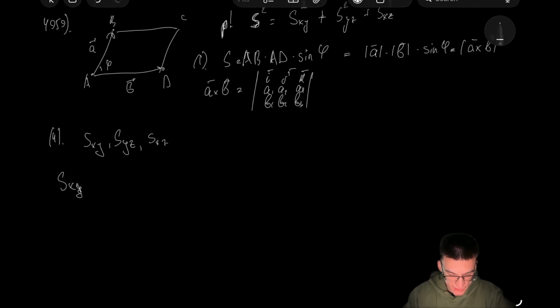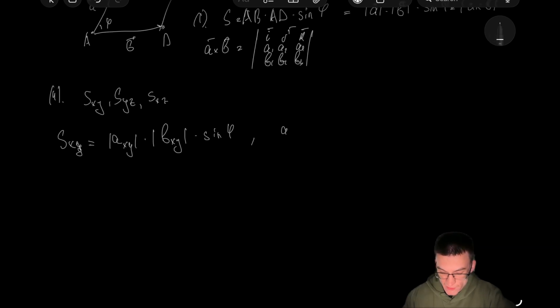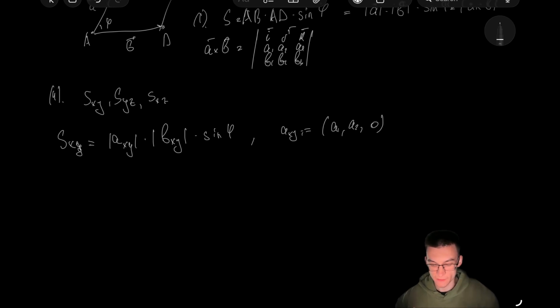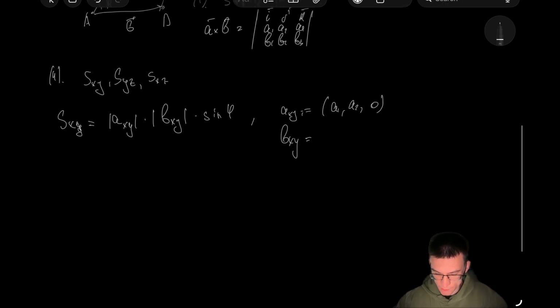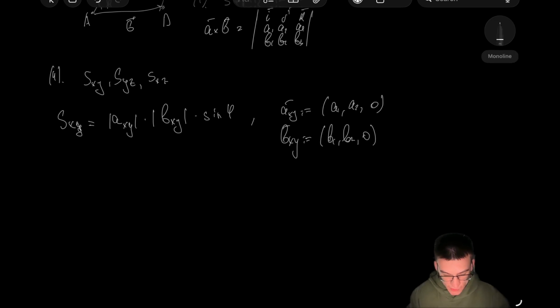So by definition, S_xy is the magnitude of the projection of vector a onto plane xy times the same for b times the sine of the angle between them, which is phi, where the xy projection of a is a1, a2, but we're going to drop the third coordinate. We're imagining that they were placed on the same plane where z equals 0. So that would be their projection. And the same for b_xy, that would be b1, b2. If we take a look at the following determinant, a1, a2, b1, b2, then this determinant would be equal to a1 b2 minus a2 b1.